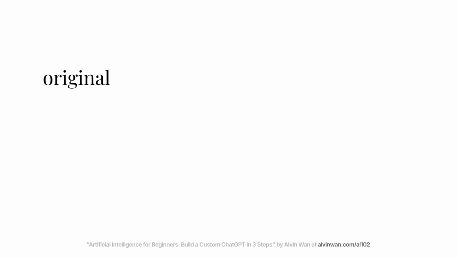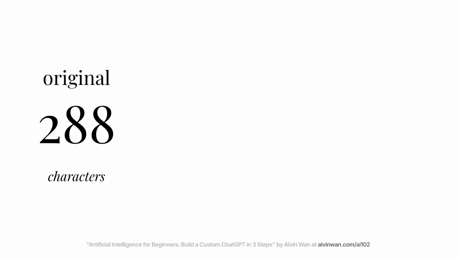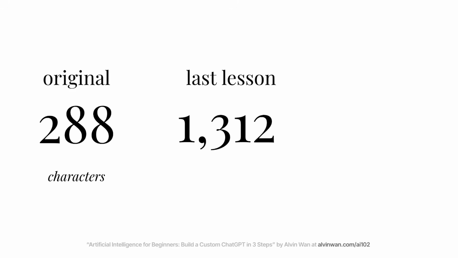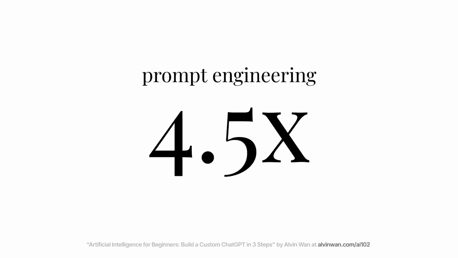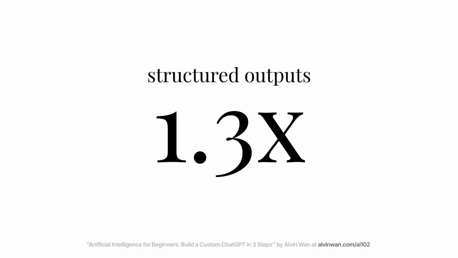The original prompt was 288 characters. From the last lesson, we needed 1,312 characters. From this lesson, we only needed 386 characters, along with structured outputs, to achieve the correct answer. With prompt engineering, we needed a 4.5 times longer prompt to produce the right outputs. With structured outputs, we have a much shorter prompt, just 1.3 times longer. And we're guaranteed the output will always be valid.